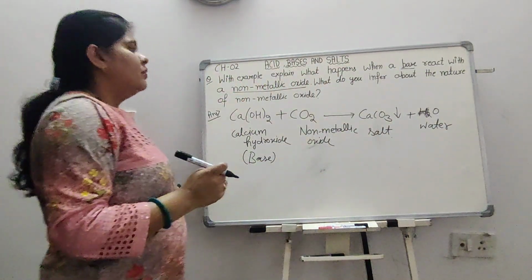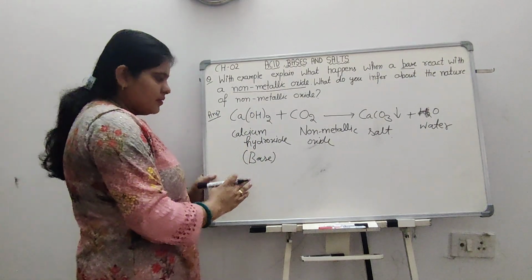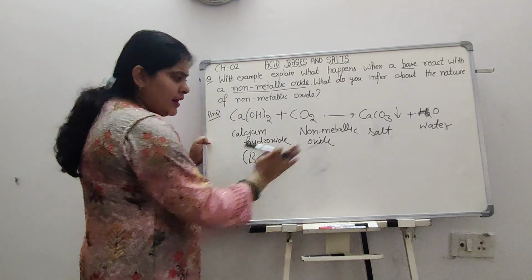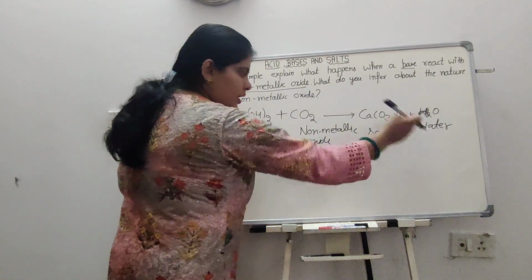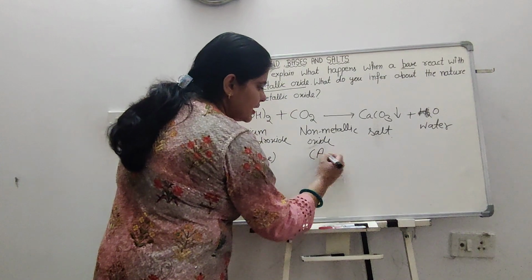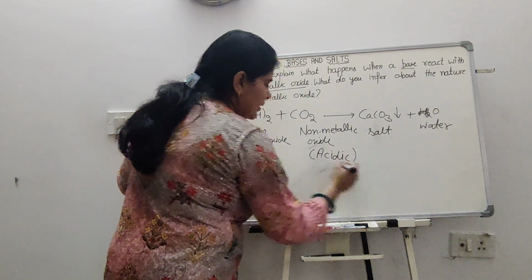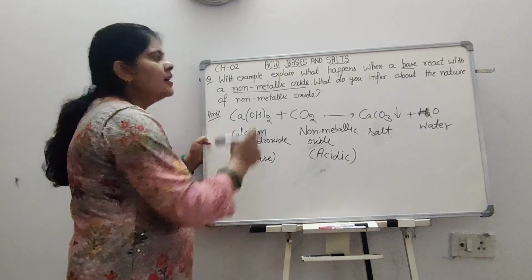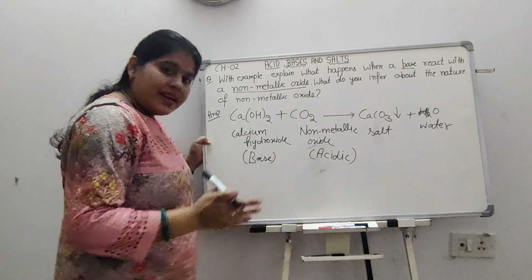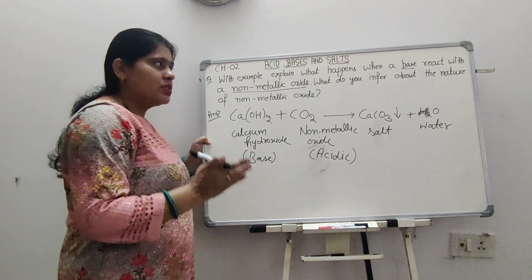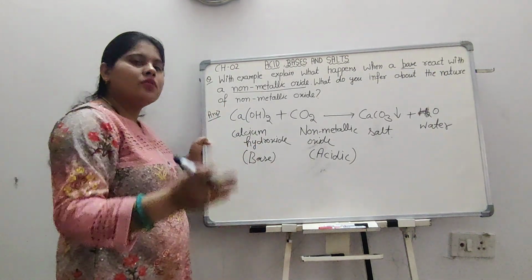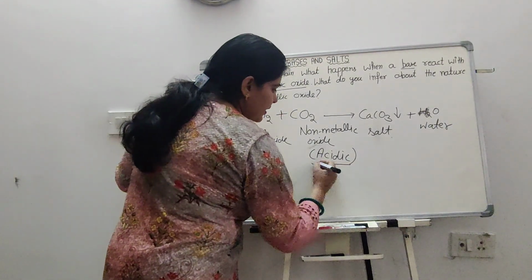So what we can infer through this chemical equation: as we already know through the neutralization reaction, when a base reacts with an acid, it produces salt and water. So this indicates that non-metallic oxides are acidic in nature. Through this equation we can say that non-metallic oxides are generally acidic in nature. So when a base reacts with a non-metallic oxide, it produces salt and water, and this indicates that non-metallic oxides are acidic in nature.